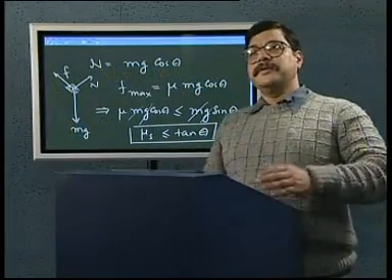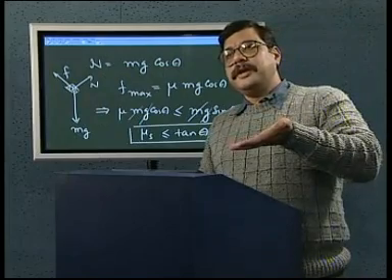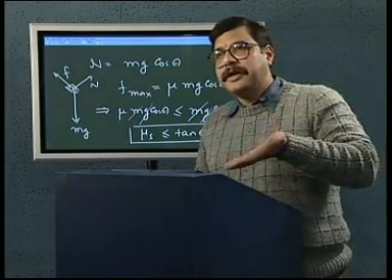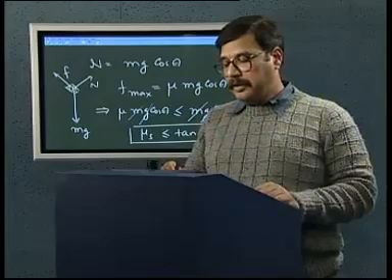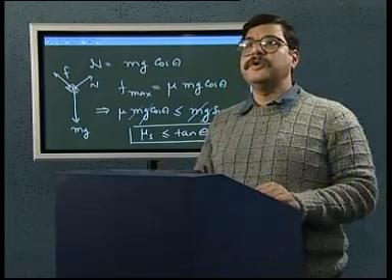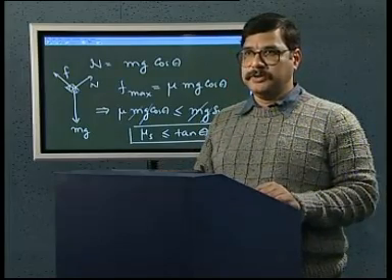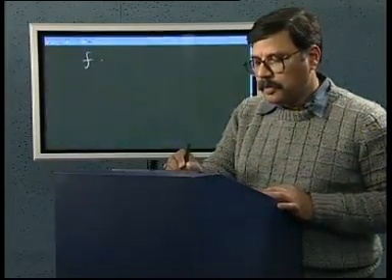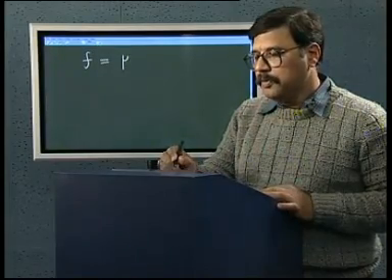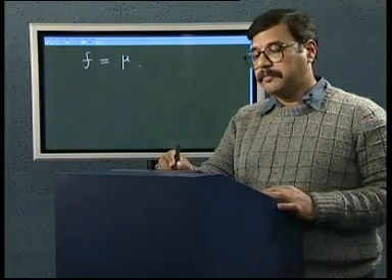So, you take an inclined plane, keep tilting it until the body just starts sliding down, and the tangent of that angle would give you an estimate of the static coefficient of friction. That is a practical way of quickly estimating what the coefficient of static friction is. So, we have seen that frictional force is given by mu, depending on whether it is static or kinetic, mu s or mu k, times the normal reaction of the surface on a body.